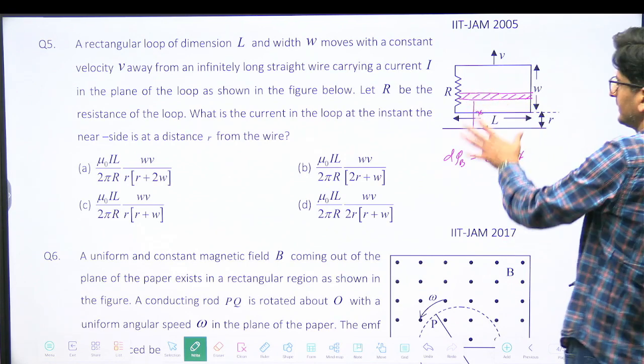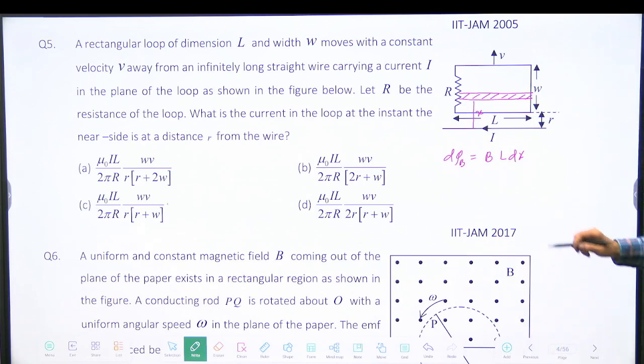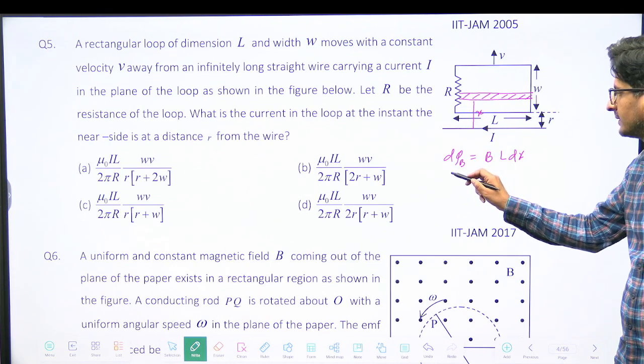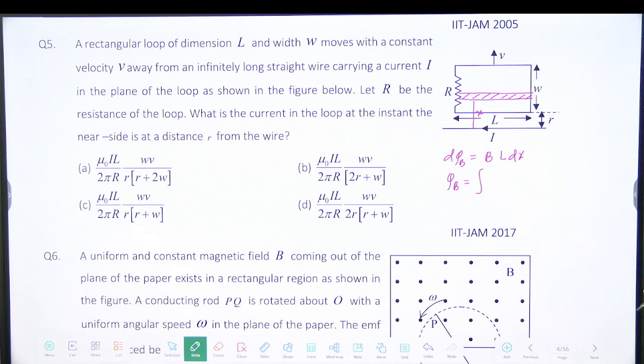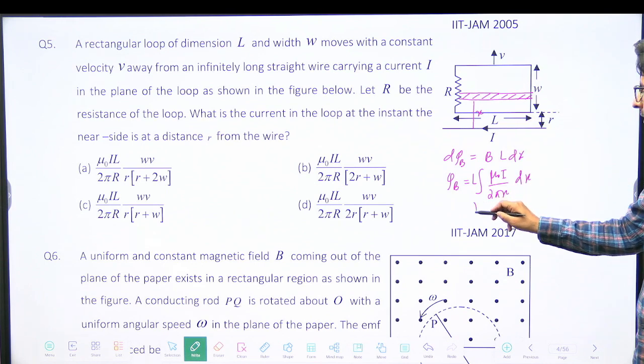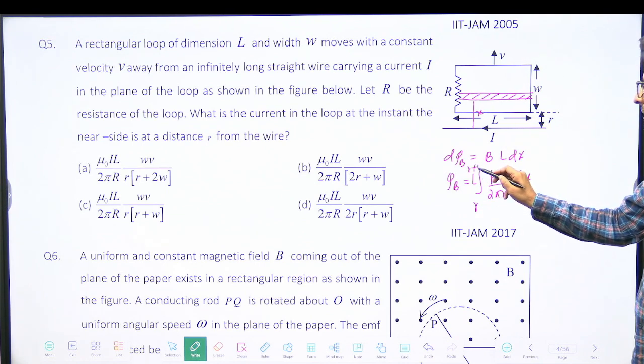This small flux will be given by B into L dx. Correct? And total flux phi B will be given by the integral. L will be outside. Magnetic field will be mu naught I over 2 pi x, and dx. And the limits will be from R to R plus W.